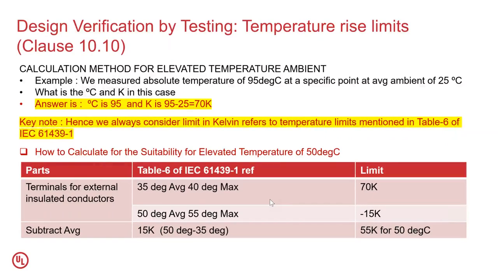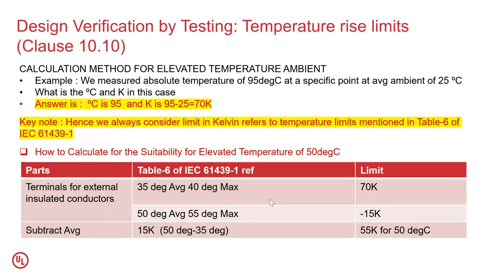Whenever we discuss a temperature more than the average temperature, how do we evaluate the temperature limits? Example, please note IEC 61439, table number 6: limits are given in Kelvin, referring to an average ambient of 35 degrees and a maximum ambient of 40 degrees. Whenever we need to consider above that average ambient of 35 degrees, how to calculate?